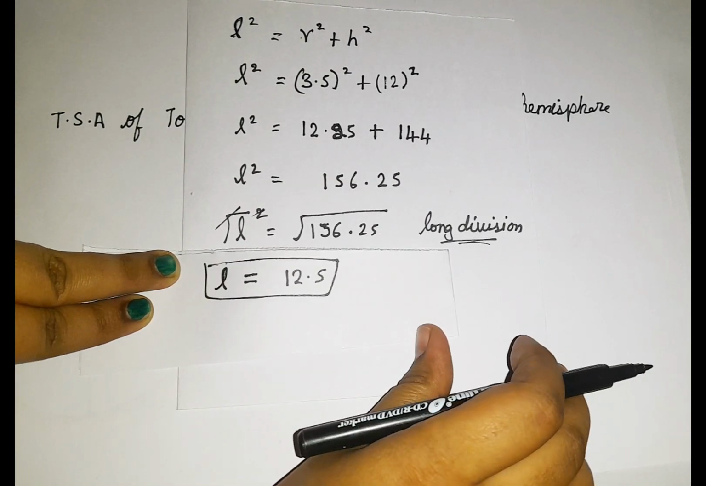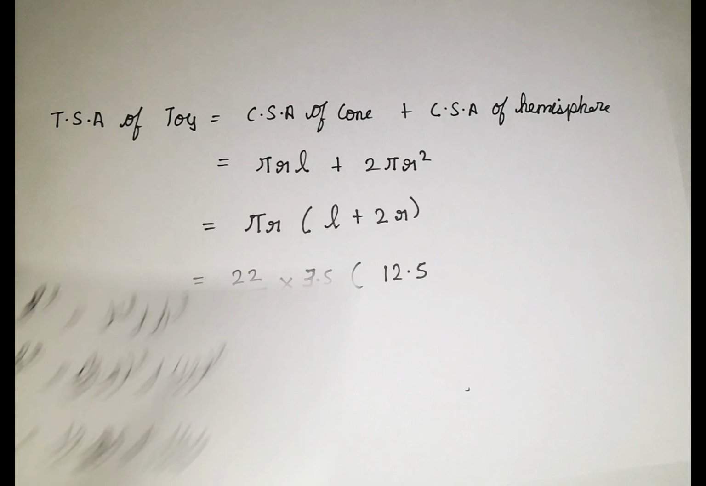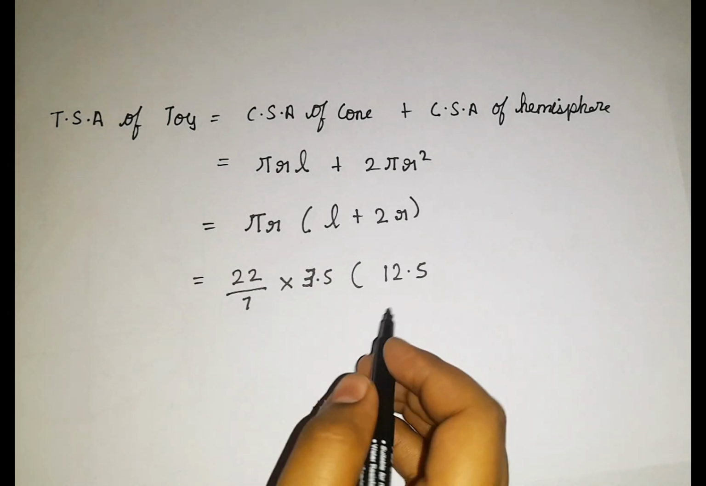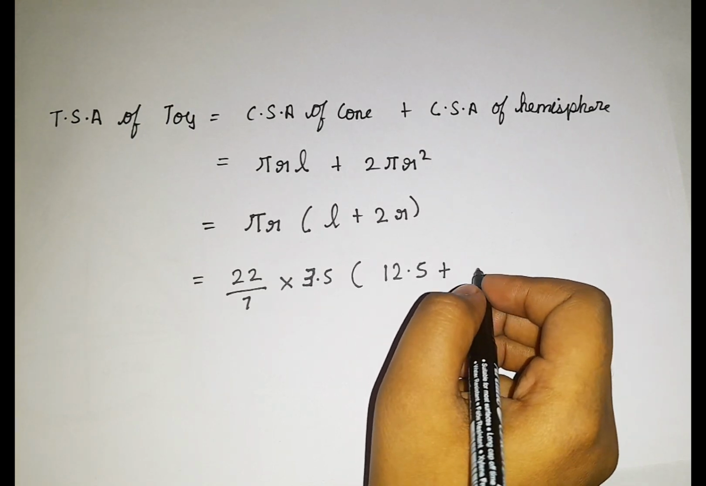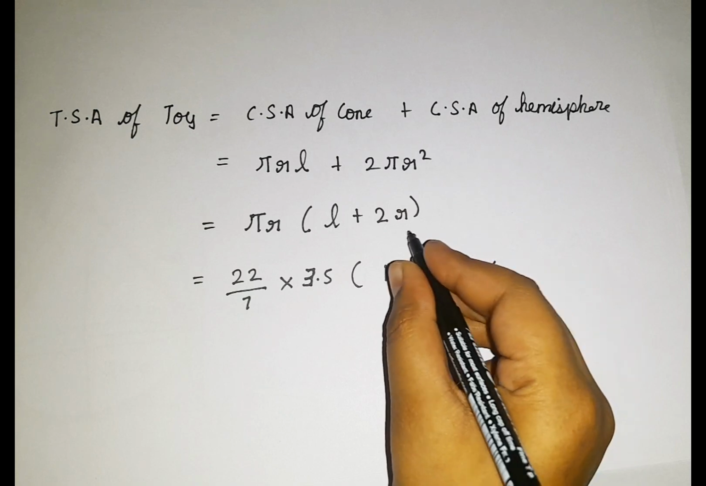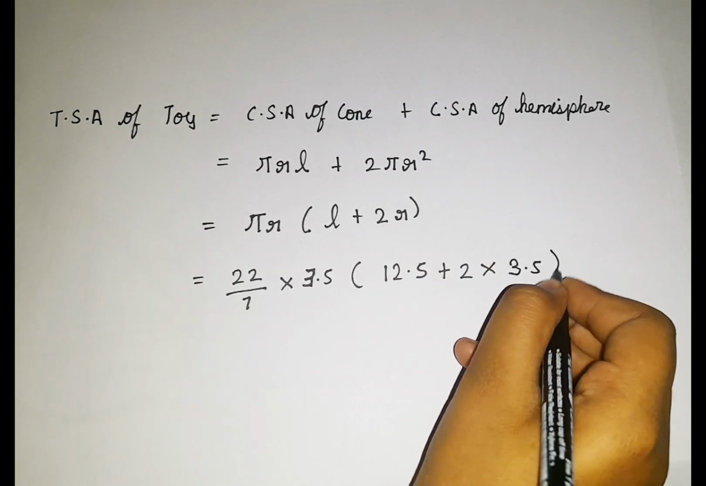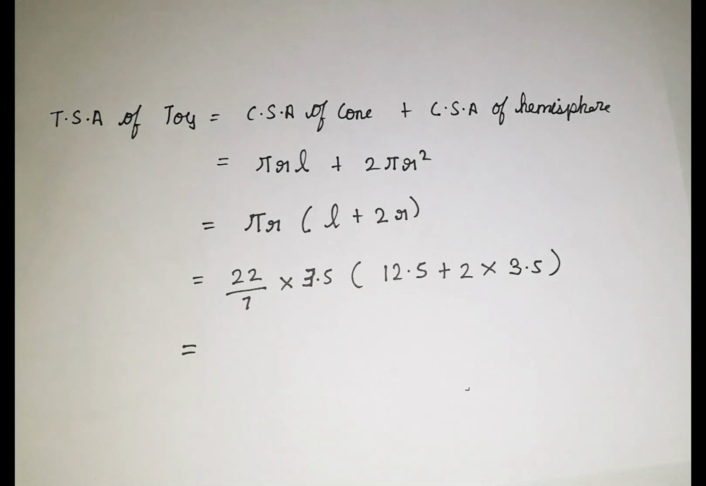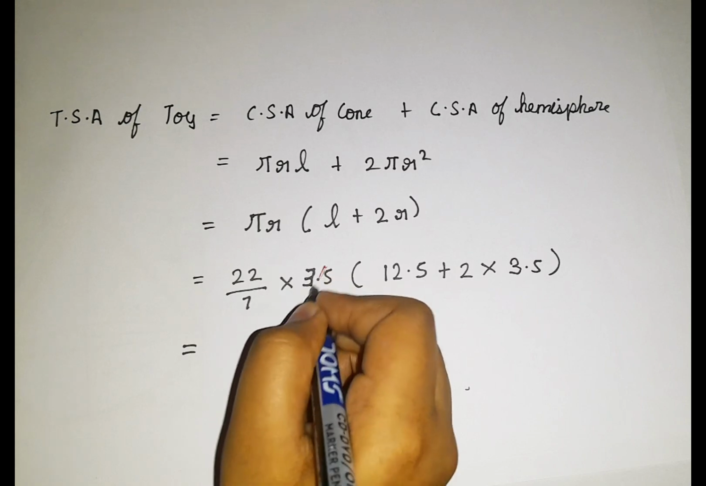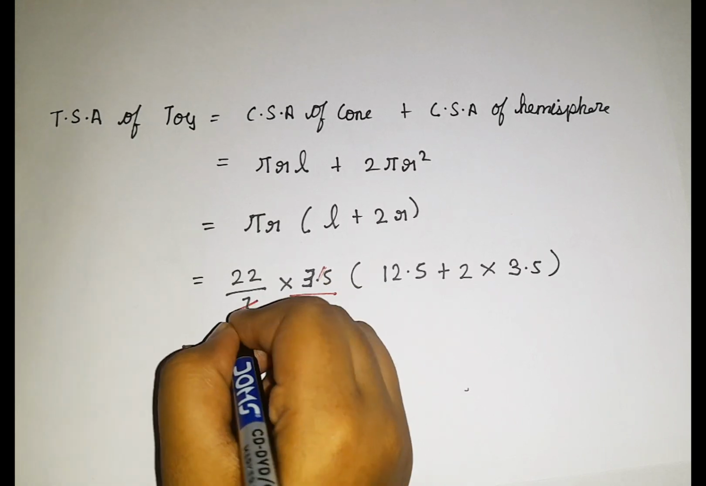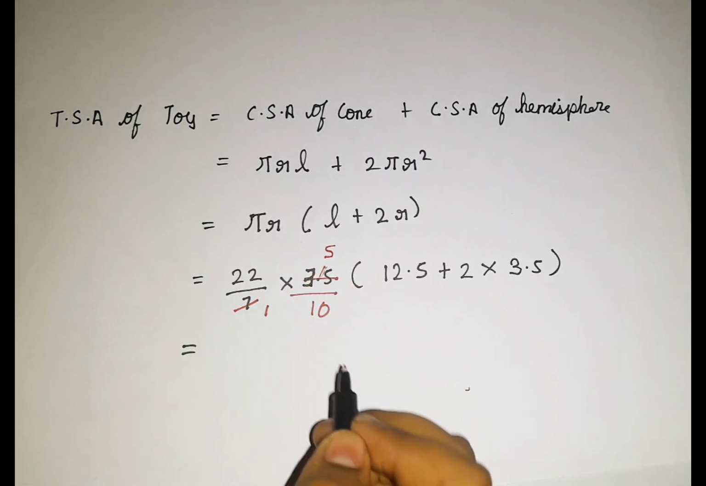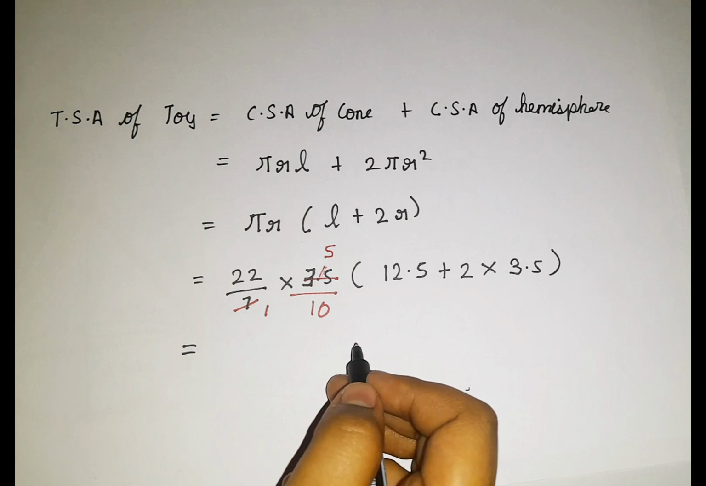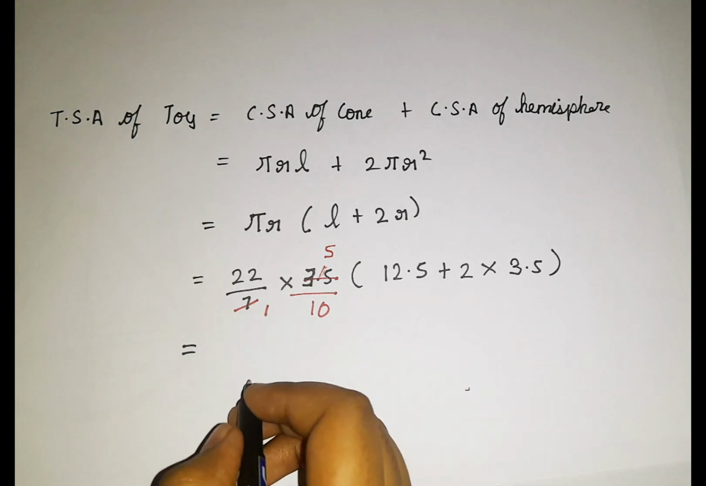Now since I got the L value, I can actually write it. So I just wrote 12.5 and then plus 2 into radius, which is 3.5. Now I can just take off this value. When I take off the value, here it will become 10, then 7 ones are 7 and then 7 5s are 35. And then now I can just solve this thing.